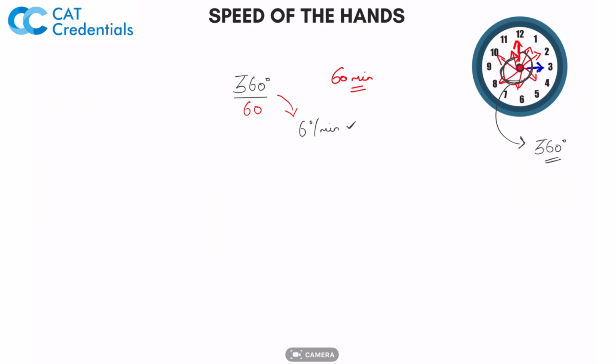Now similarly, as we found out, it goes 360 degrees in 60 minutes. Can you tell me about the hour hand as well? This is the hour hand here, say at 12 now.